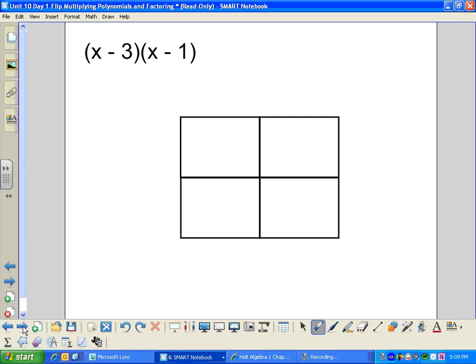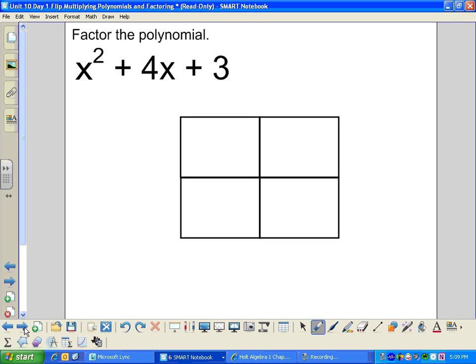Okay, I want you to try this one on your own, this one on your own, this one on your own, and come back when you're done with those. We'll learn about factoring.